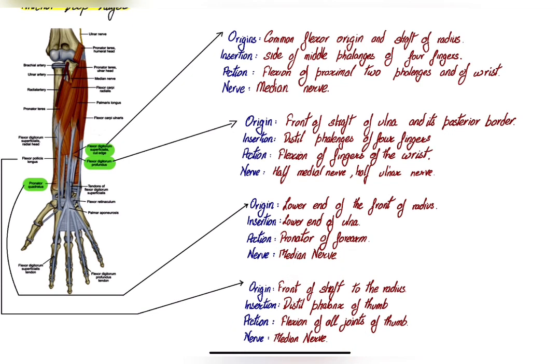Now the next muscle is the flexor pollicis longus. It originates from the front of the shaft of the radius, has its insertion in the distal phalanx of the thumb, and performs the action of flexion of all joints of the thumb. The nerve that passes through it is the median nerve.